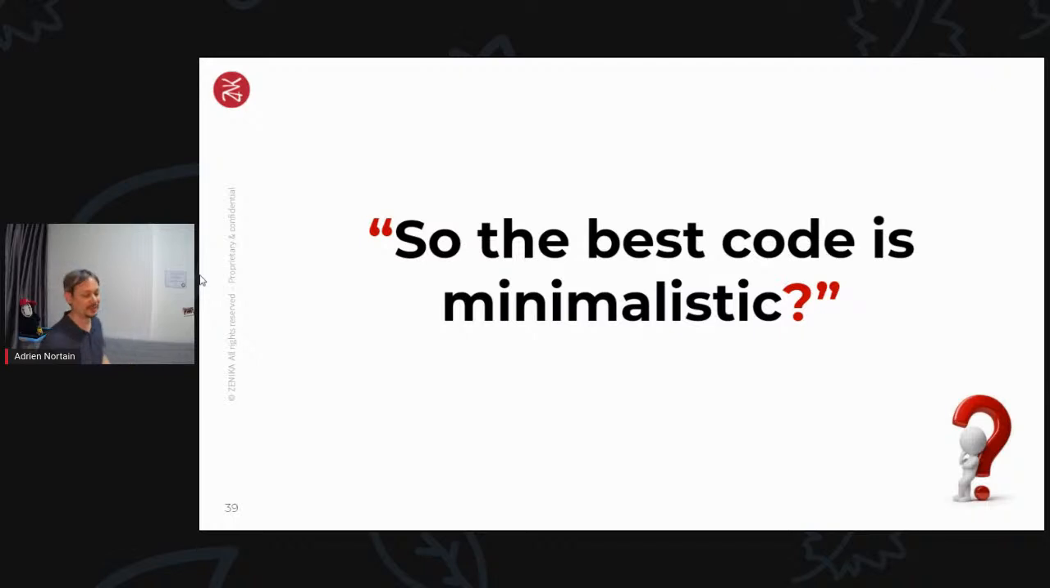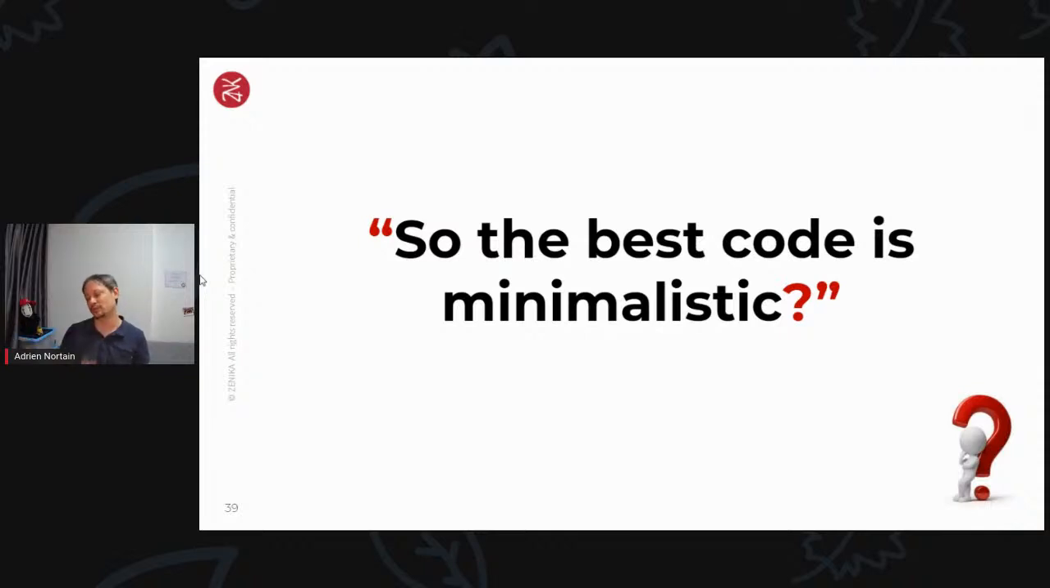So the best code is minimalistic. Yes, that's a big yes. When you want to design and when you start coding something, the idea is that the smaller your code, the smaller the footprint, and the smaller the architecture, the better it is, because you are going to fit just what is necessary. If you over-engineer, if you start thinking, oh, I'm going to need this in the long term and all, 80% of the time you're not going to need it. It's YAGNI, you ain't going to need it.